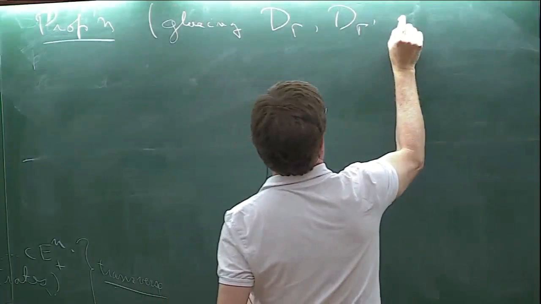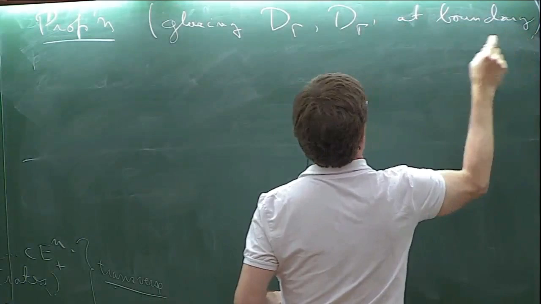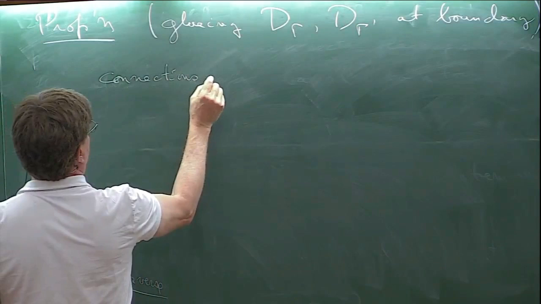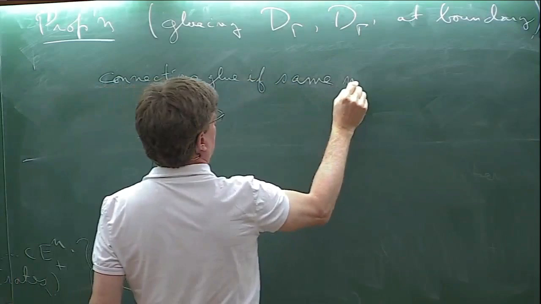Okay, so you want to see, in other words, you've got a deformation. You've got a family of connections here, a family of connections there, and you want to see how they glue. And the statement basically is connections glue if they have the same monodromy representation.